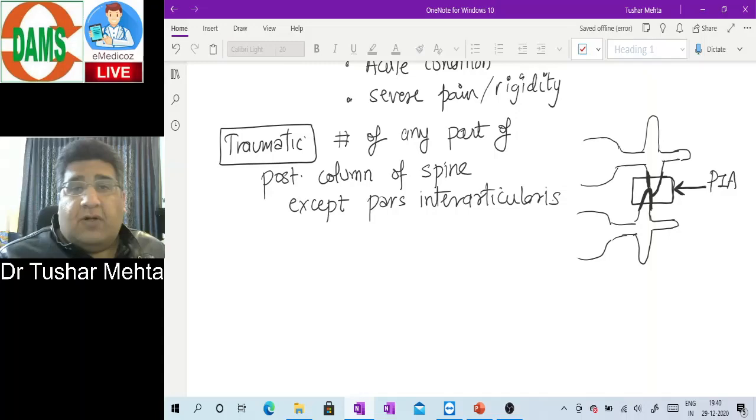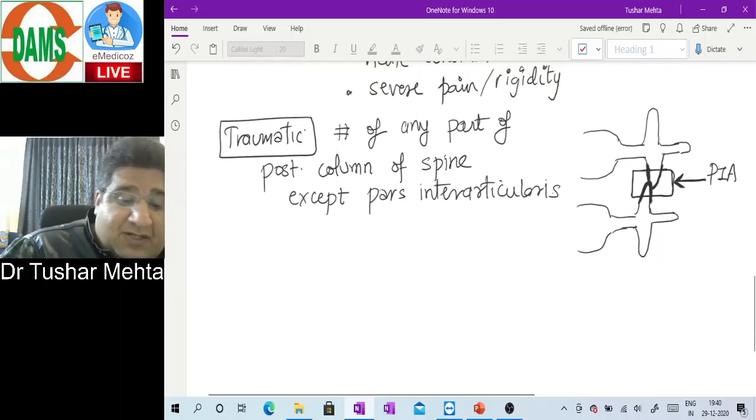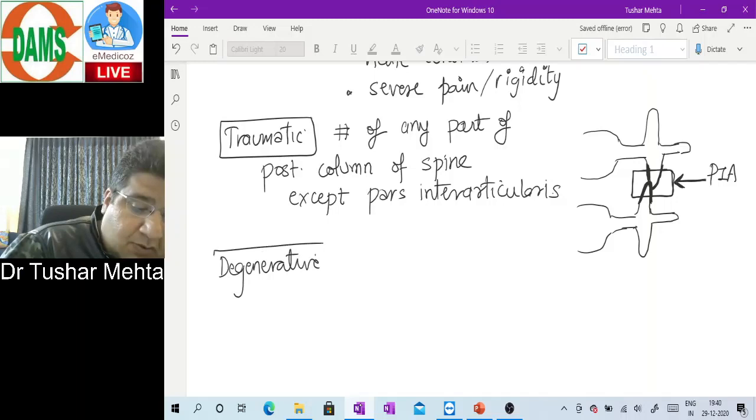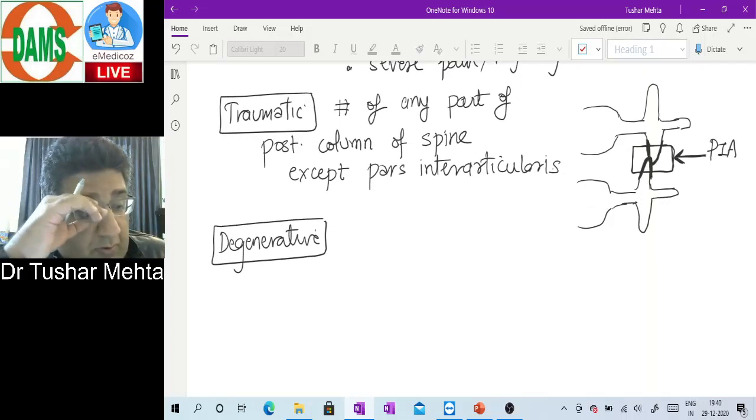You understand my point? After traumatic, the next one we have is the degenerative type, which is a very, very important one. Now, when we talk about the degenerative type of listhesis, listen to me very, very carefully. I'm sure you guys are aware of the word degeneration.